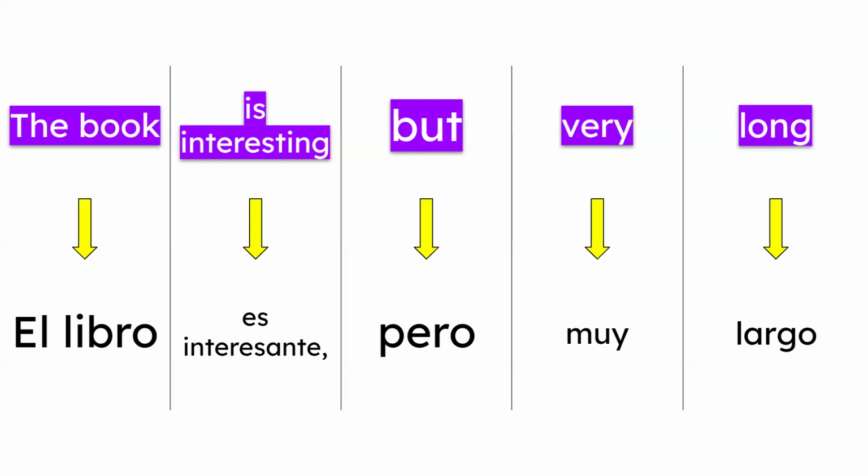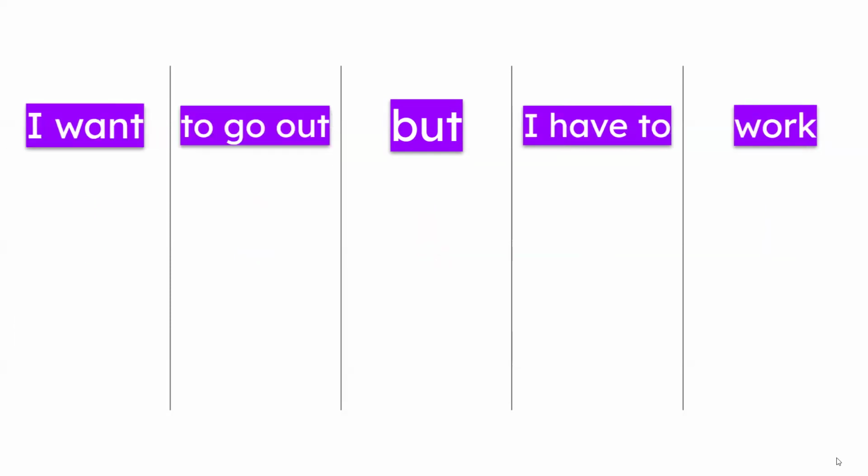Muy bien. And the last example we're gonna see for "but" is this: I want to go out, but I have to work. That's a typical phrase that we can say anytime, right? I want to go out, but I have to work. Hopefully, it's not your case.